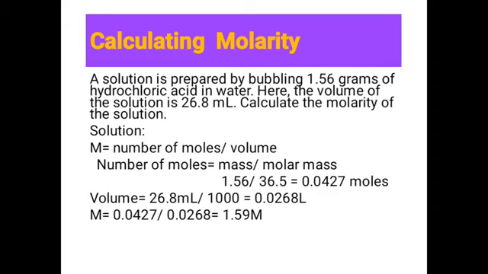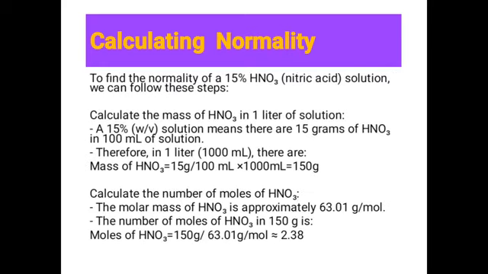0.0268 liter. If you have divided by 1000, then you now find the molarity. That's the n, the amount of substance, 0.0427 over 0.0268. It will give us 1.59 molar. That's how to find the molarity.